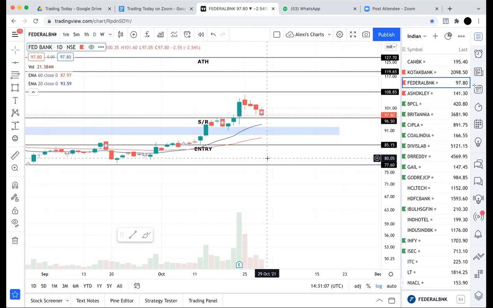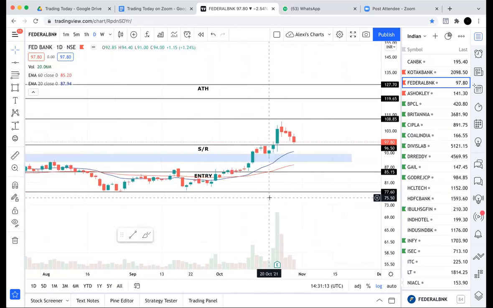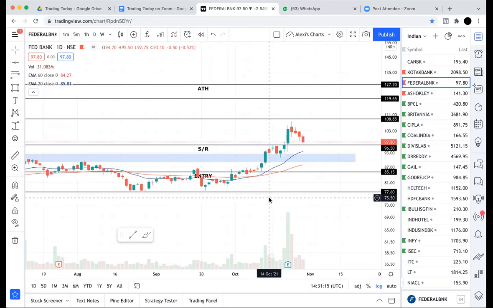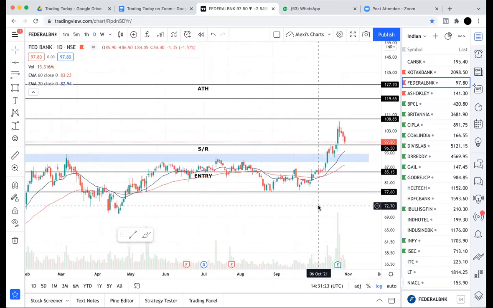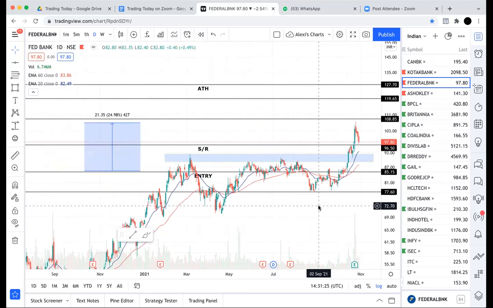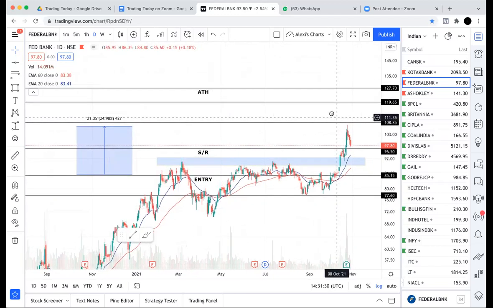These days, I am trying to learn how to draw the line of resistance. My question is, does drawing lines of resistance and support change from person to person? When you draw, you have one particular line, or when I draw, because it's difficult to draw a line. I find it difficult to draw a line.